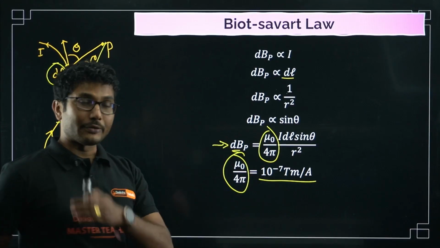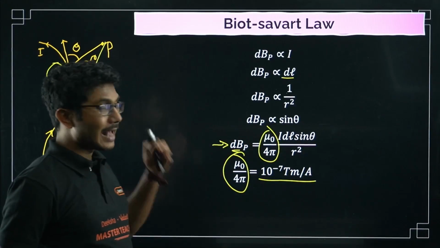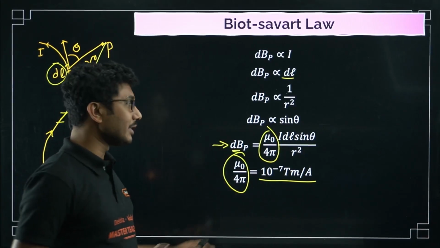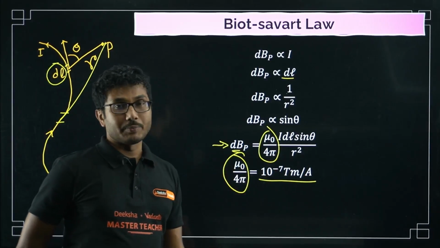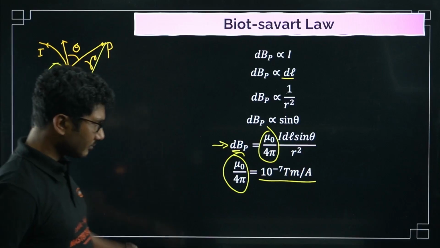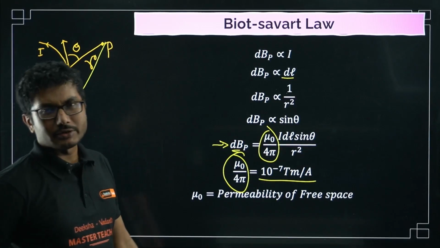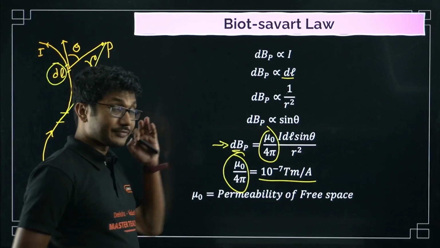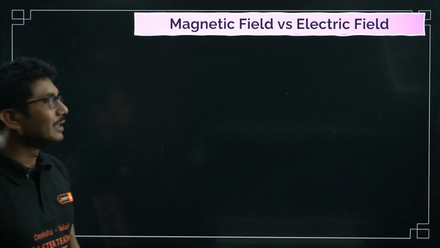You have to remember 10 to the power of minus 7. Unit is not super important, as long as you are using all the other quantities involved converted into SI units. This 10 to the power of minus 7 is the only thing you need to remember. So mu naught is the permeability of free space. It is called permeability. And epsilon naught was permittivity, if you remember.